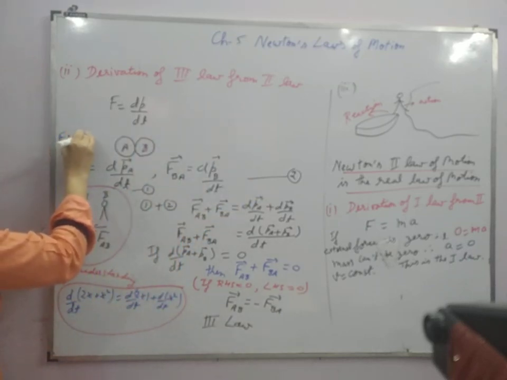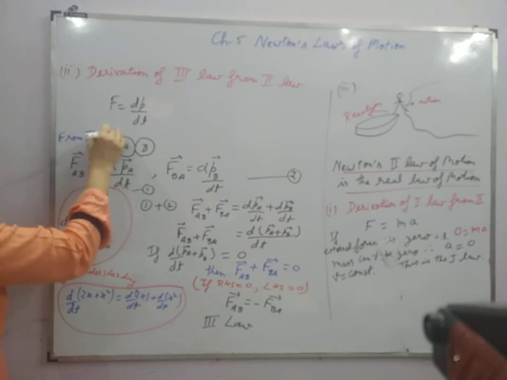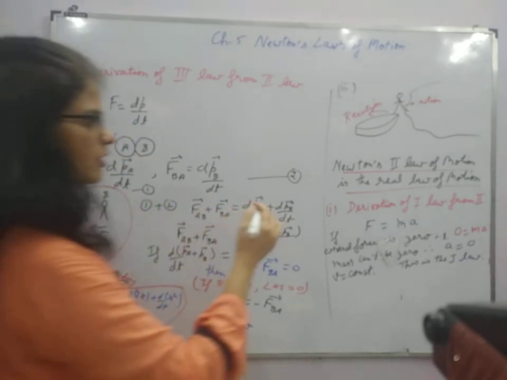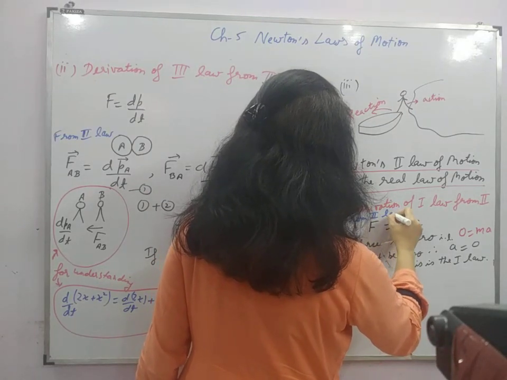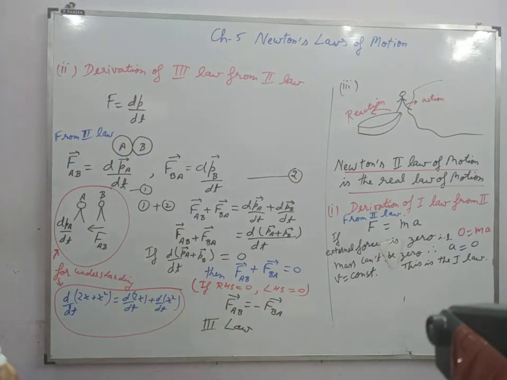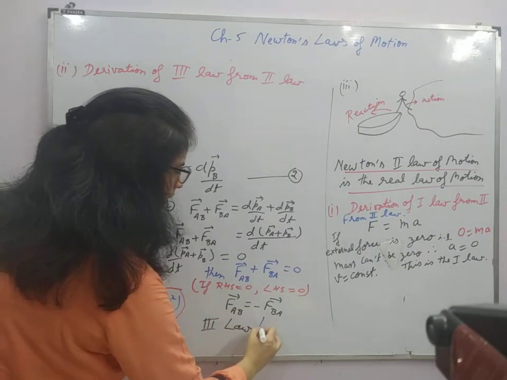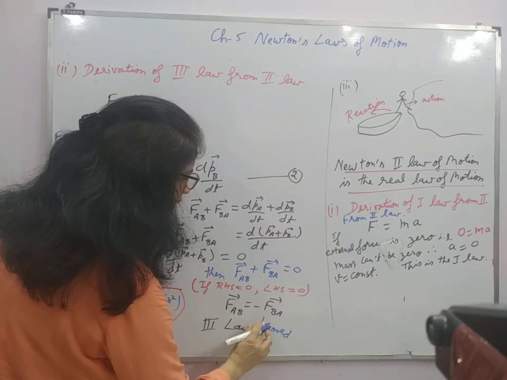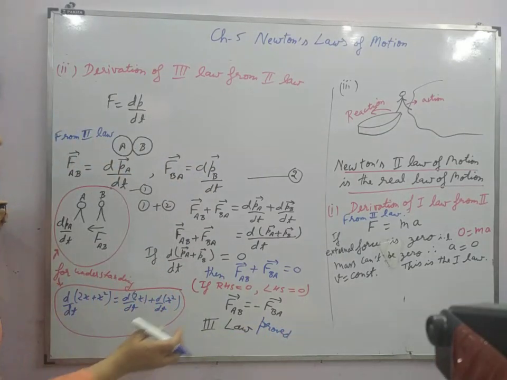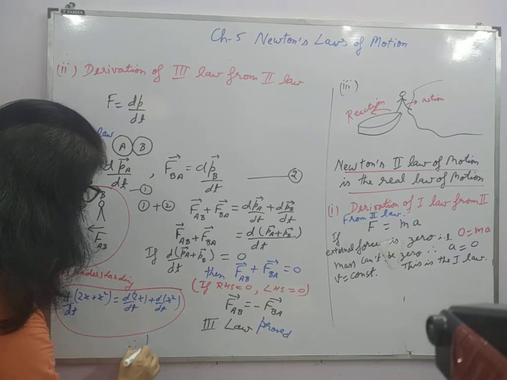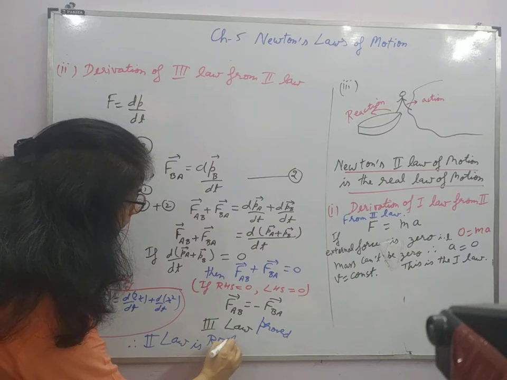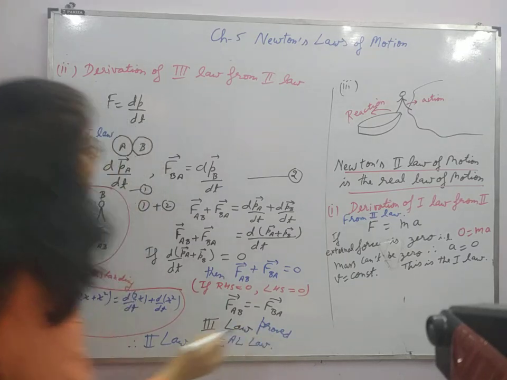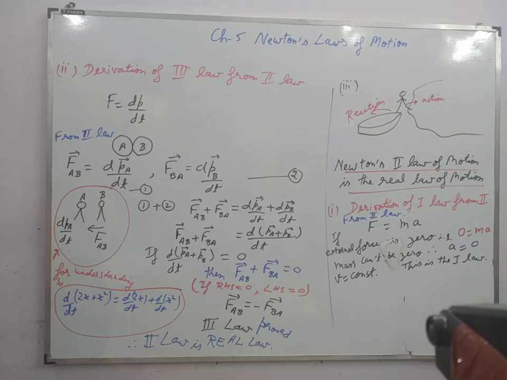So from the second law, I have written this, and here also I have written this from the second law. Since the first law and the third law can be proved from the second law, we can say that the second law is the real law of motion, right? So that's another important concept.